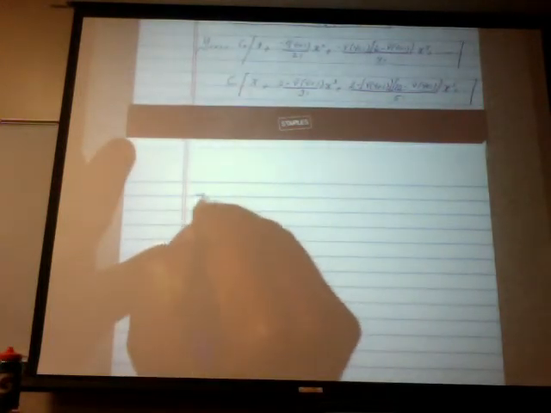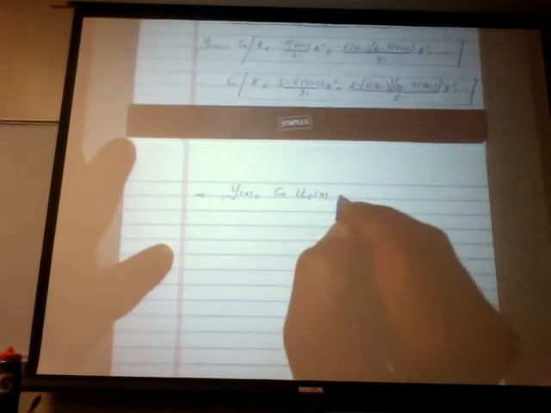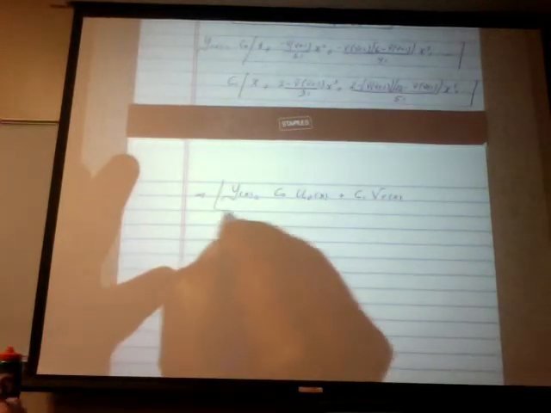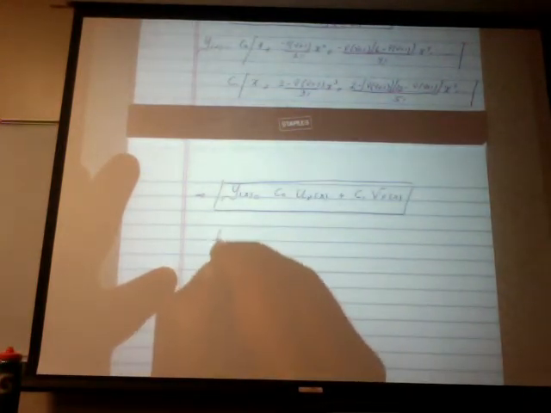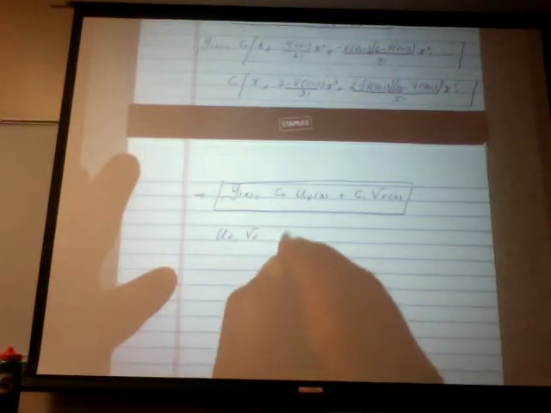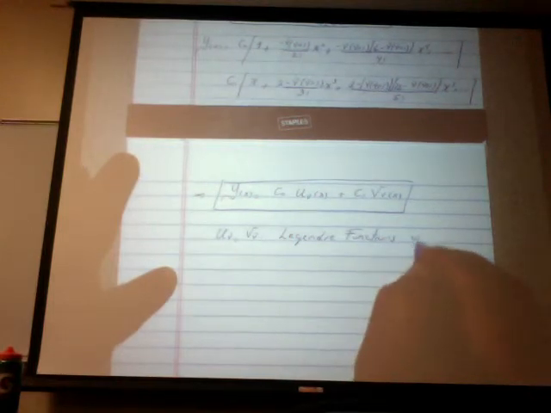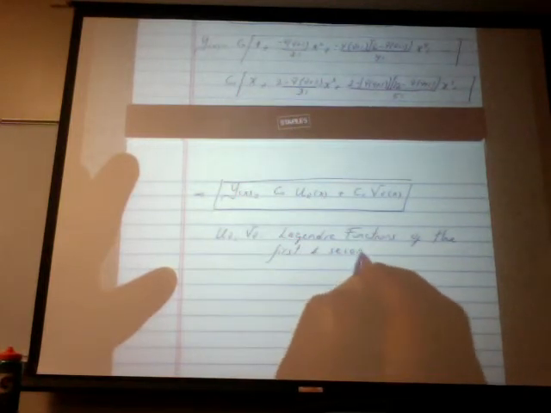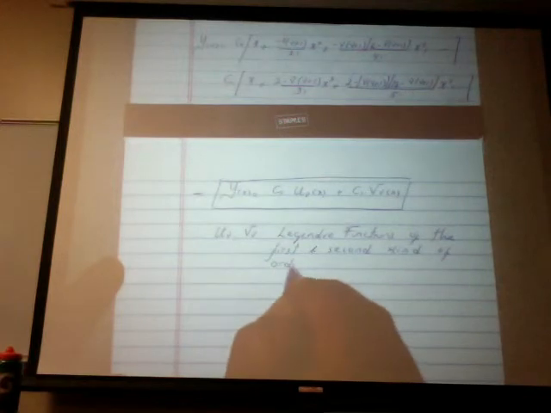So basically y of x is equal to C0 times u nu of x plus C1 times v nu of x, such that u nu and v nu are the Legendre functions of the first and second kind. So u is the first kind, v is the second kind, of order nu.